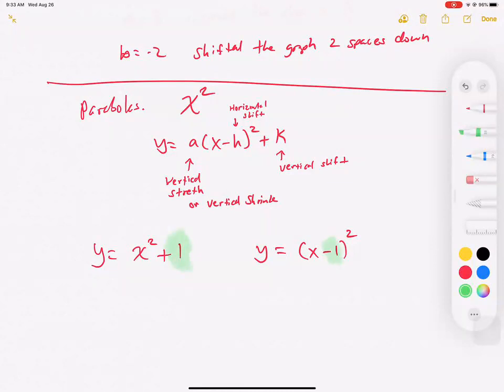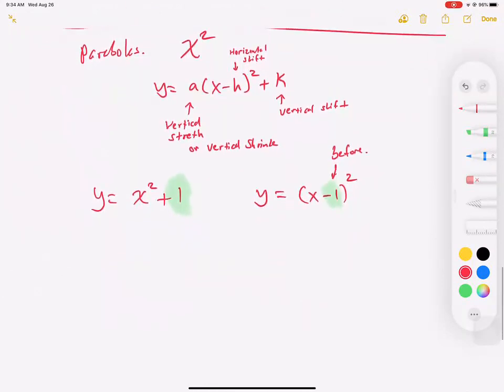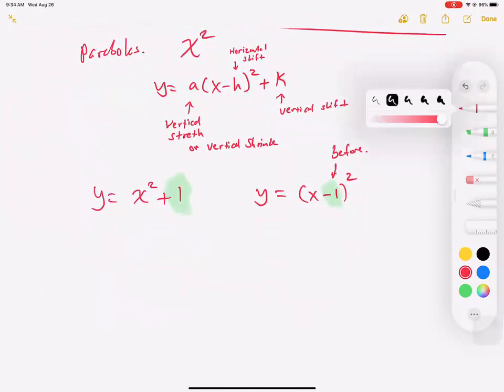If I affect something from the outside, that is a vertical shift. It will always be a vertical shift. If I affect something before, see how this is before I square it, according to order of operations, I've affected the h, which is my horizontal shift. So let's go ahead and graph these two separately, and we can see simply their effect.